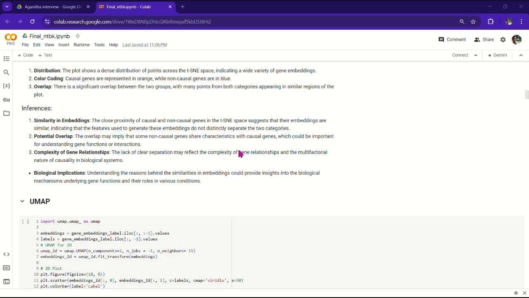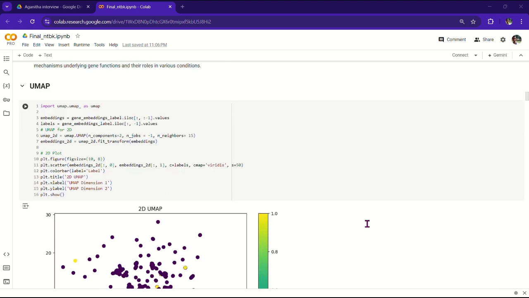Causal genes and non-causal genes are acting together for one phenotype. So here are the observations and inferences that I have derived from the data after seeing the plot. You can clearly see the close proximity of causal and non-causal genes in t-SNE space, which suggests that these embeddings are similar. Yeah, so we talked about that.